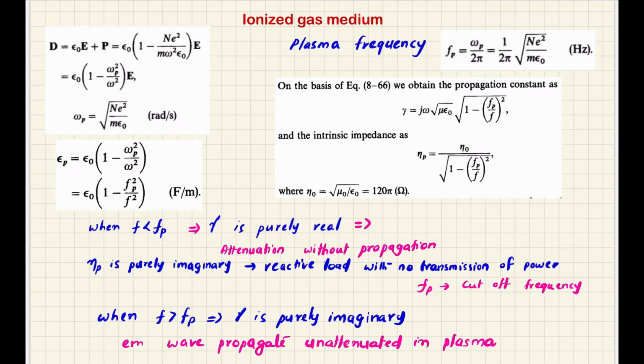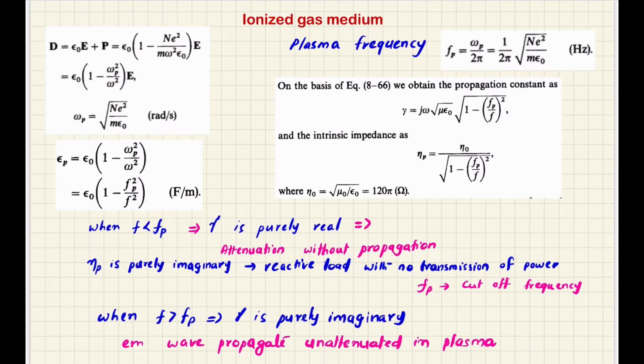Okay, and in this case the impedance eta_p will be purely imaginary, because this is imaginary and this is real. It is called a reactive load with no transmission of power. So the limiting case f_p is called the cutoff frequency of the medium. If the frequency is less than the cutoff frequency, there will not be any wave propagation.